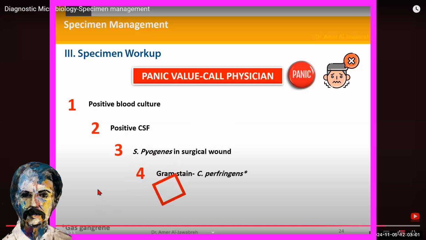Gram stain. You have seen Clostridium perfringens, and Clostridium perfringens causes gas gangrene. Your tissue becomes black, which means your tissue is non-viable, dead tissue. And the solution in this case is amputation, cutting the leg, cutting the hand. So when the Gram stain shows Clostridium perfringens, you have to call the physician.